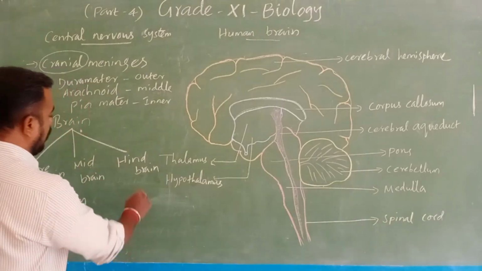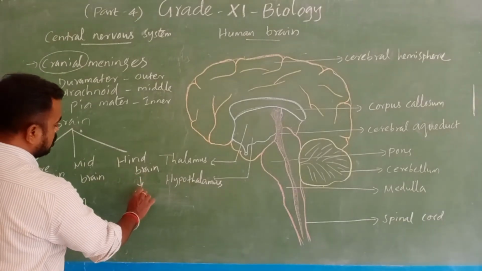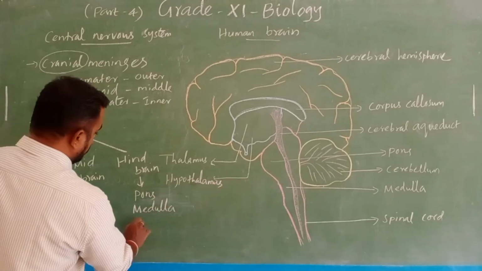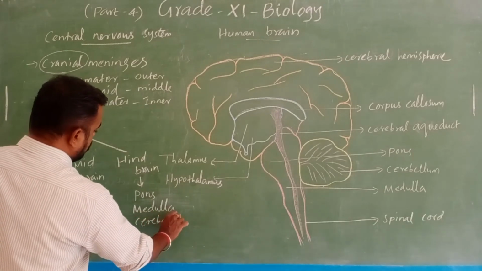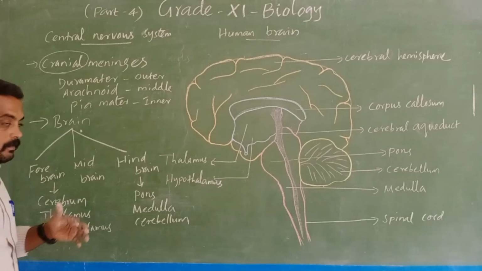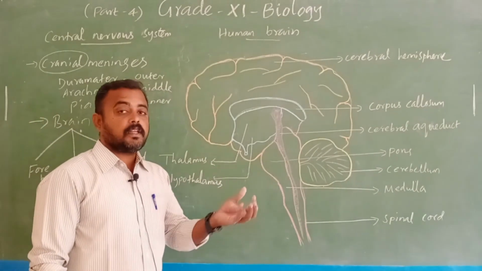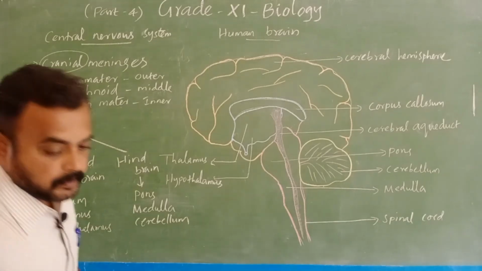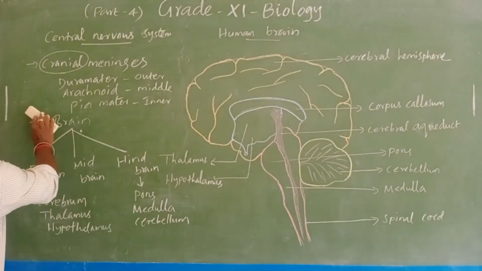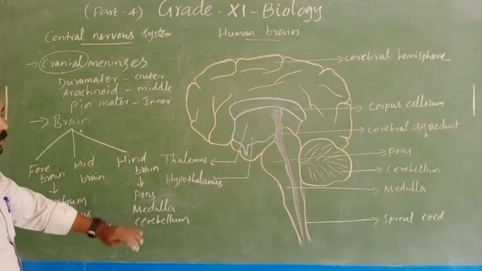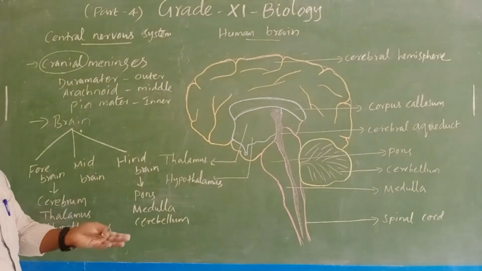Then in the hindbrain we have pons, medulla and cerebellum. These three constitute the hindbrain. In the midbrain we have corpora quadrigemina, that is four lobes, which we will see later. First we will see about the forebrain, which is the largest one. Note it down: cerebrum, thalamus, hypothalamus. In the hindbrain: pons, medulla and cerebellum. Medulla is otherwise known as medulla oblongata.